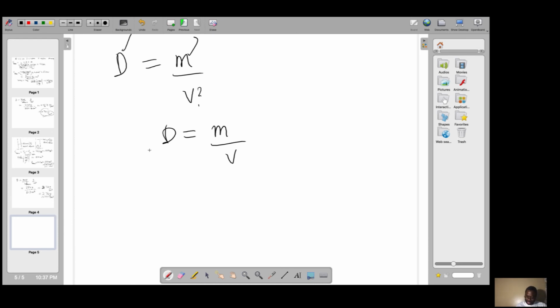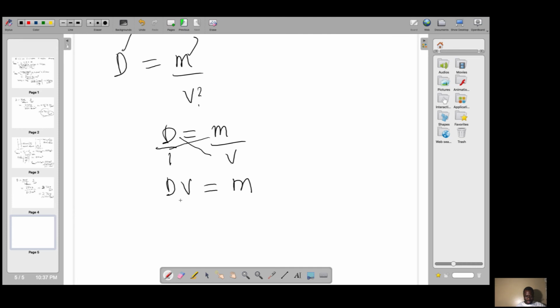So this is the density formula, D equals M over V. The D here is standing on top alone, so it's the same as saying D over 1. So if you want to isolate V, you cross multiply. So you have D over 1 here, which means D times V and then 1 times M. So you get DV equals M times 1, which is basically M.